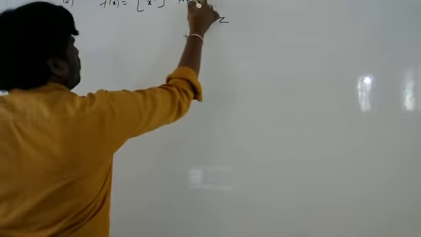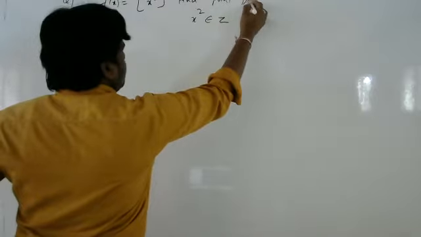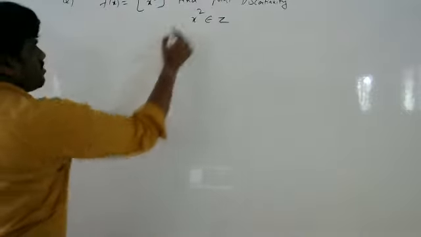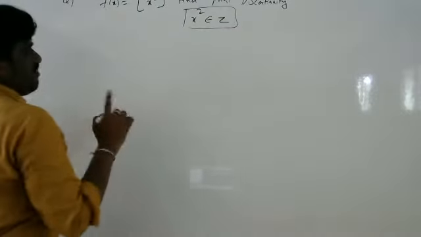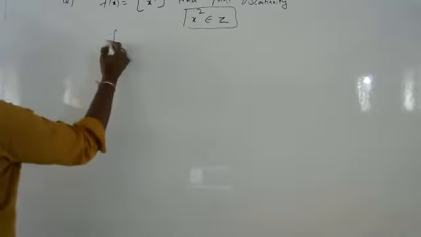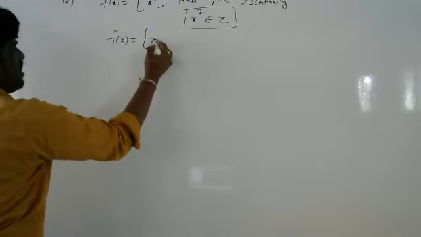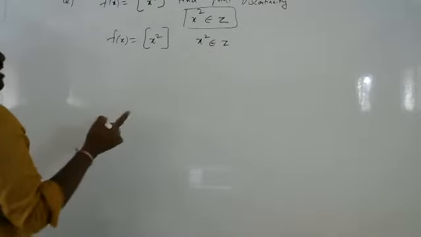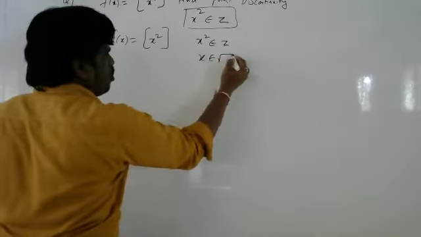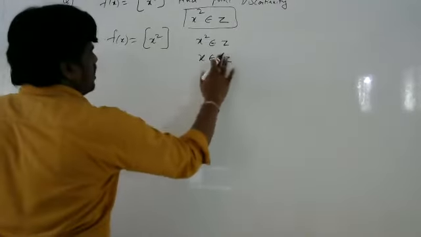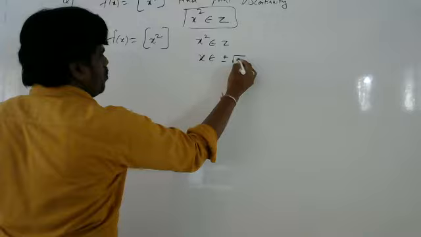Find the point of discontinuity. So I am taking x square belongs to integer. If x square is an integer, then the greatest integer function will become discontinuous. If x square belongs to integer, then x belongs to plus or minus root z. So x is equal to plus or minus root z.